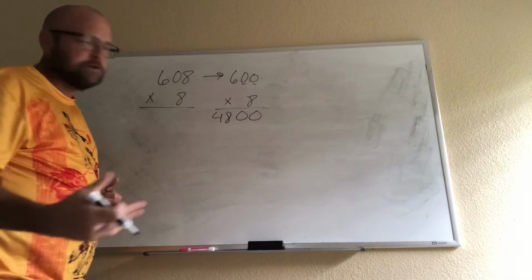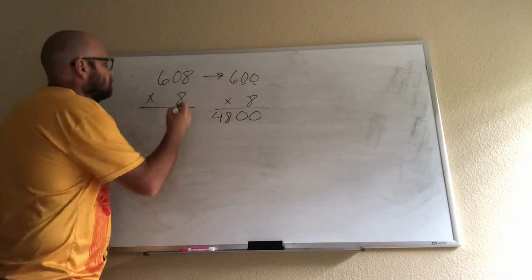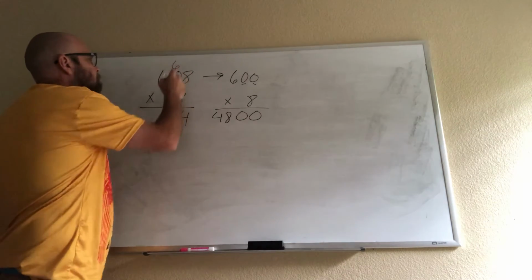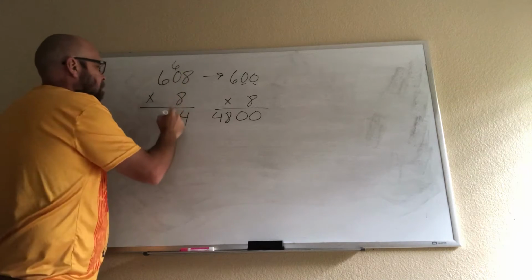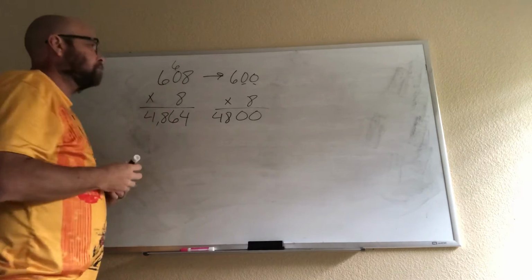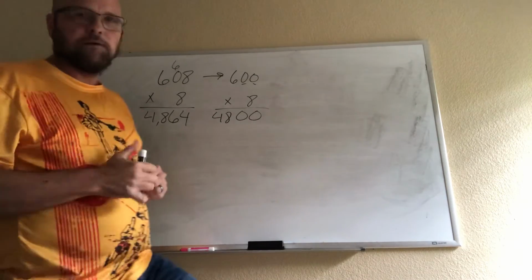I'm only doing 1-digit by 1-digit at a time, so everybody in the world can do multiplication. 8 times 8 is 64. 8 times 0 is 0, plus 6 is 6. 8 times 6 is 48. So you should have gotten 4,864 on the first one.